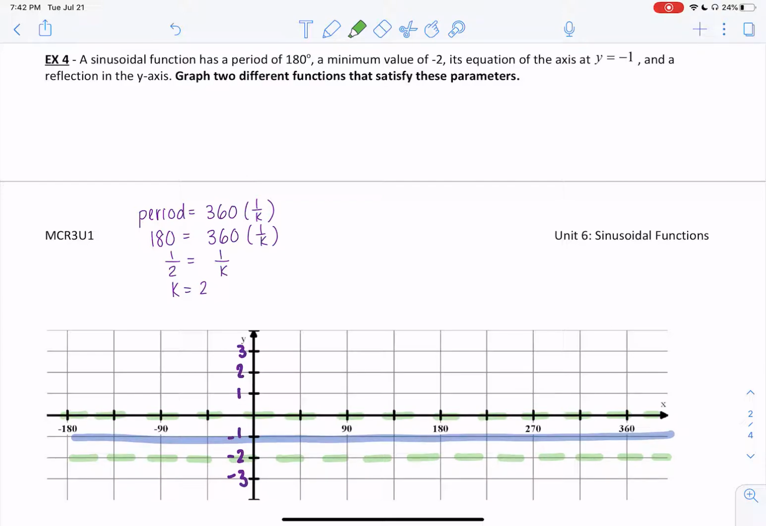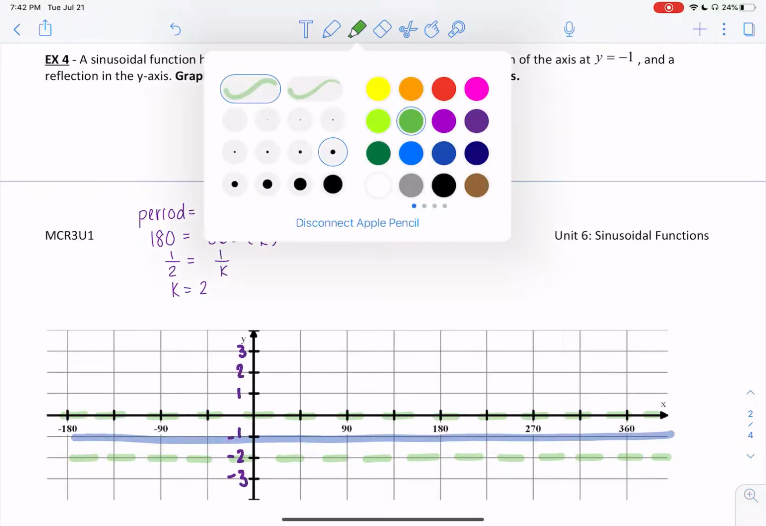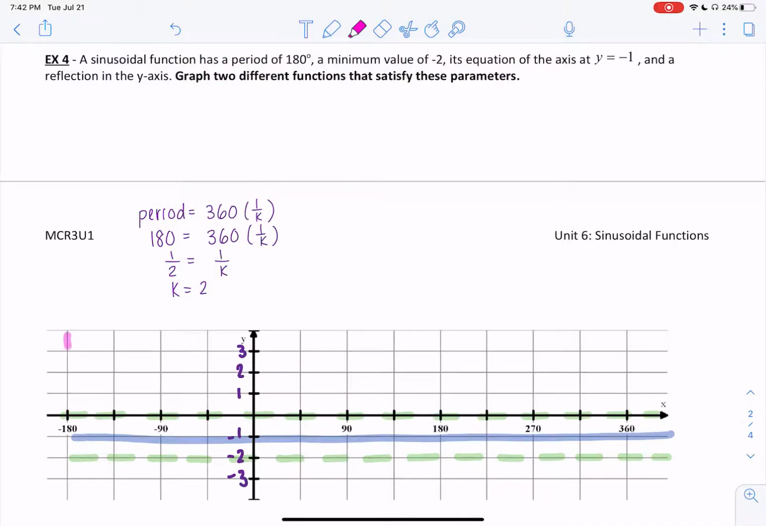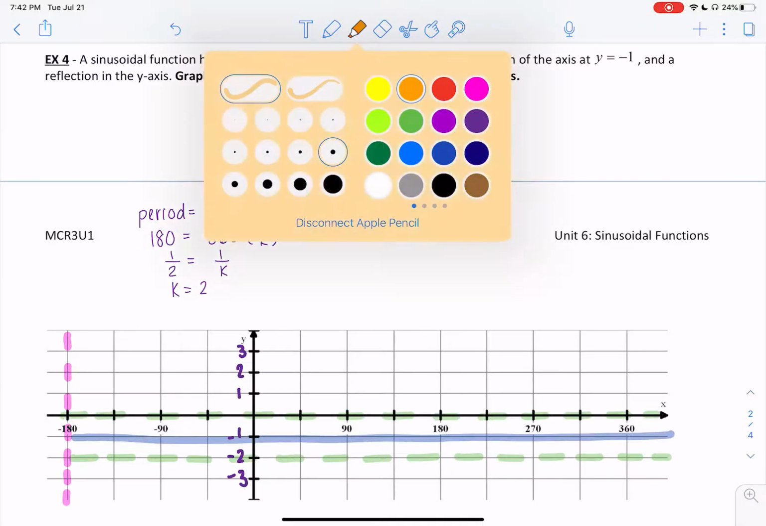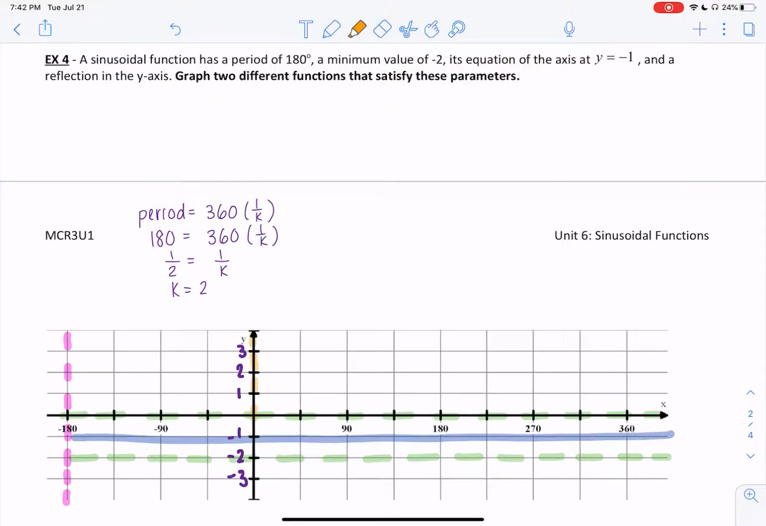And we know we also have a reflection in the y-axis, so we know that they will be to the left of the y-axis. So now let's graph two different graphs that have this. So our end of the period is here. We don't have a d value, so we're going to start here.